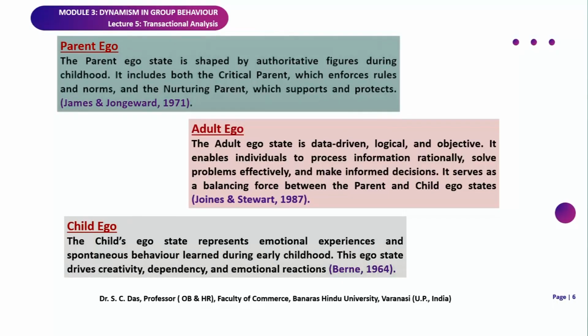Adult ego is data driven, logical and objective. They are mature because they believe in data, they are logical thinkers. It is very important. Adult ego enables individuals to process information rationally, solve problems effectively and make informed decisions. It serves as a balancing force between parent and child ego states, Jones and Stewart.